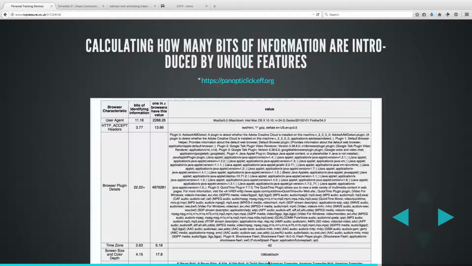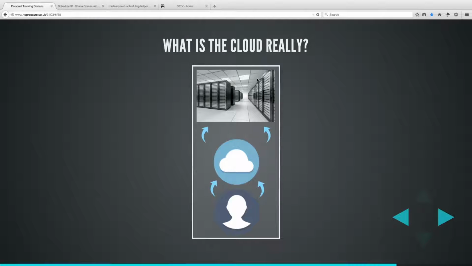So this was a study that was done by EFF a while ago, and I mentioned it before. It used things like the user agent in the browser, the headers that you send every time you visit a web page, the plugins, the time zone, and so on, and calculated how unique that feature is in a set. But I mean, the cloud is just a collection of data centers belonging to some companies.